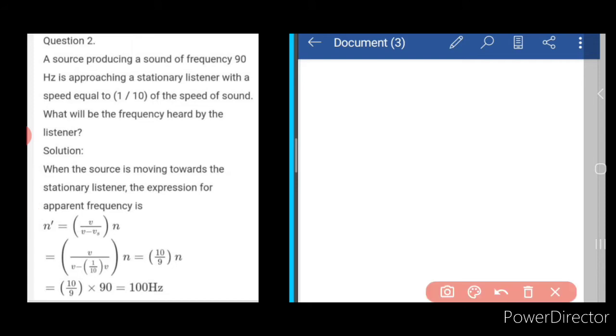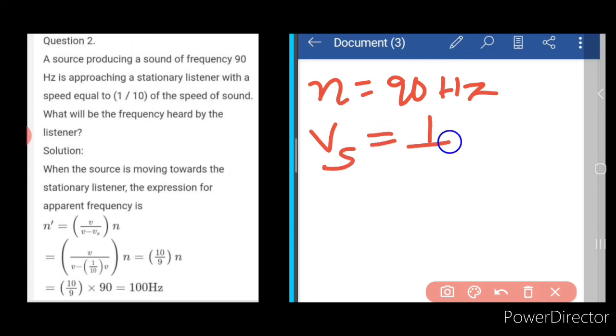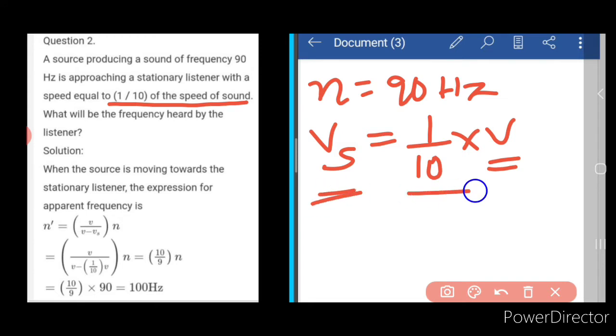Given is the frequency of the source. The frequency of the source n is equal to 90 Hertz. The velocity of the source Vs is equal to 1/10th into V. That is what is given, isn't it? 1/10th the speed of the sound. Let V be the speed of the sound. So Vs, that is the velocity of the source, will be 1/10th into V. So this is what is given.